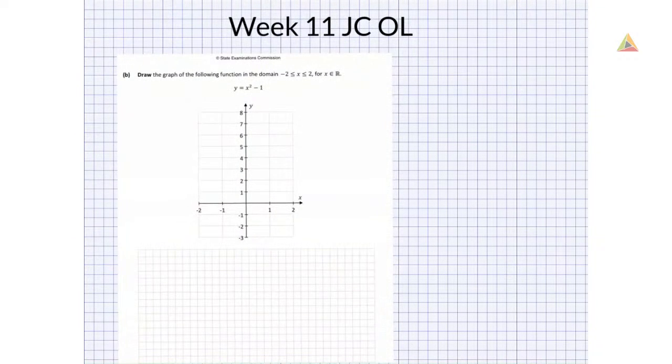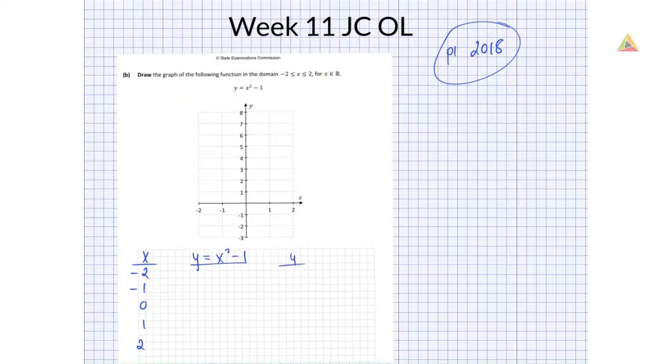So this is part B of the same question. It's still paper 1, 2018. So this time you can see that the function has an x squared term, which means it's going to be a quadratic function. Now, the x squared term is positive, so we know it's going to be in a U shape. So it's saying the domain minus 2 is less than or equal to x is less than or equal to 2. So we'll create our table. So our x values go from minus 2, minus 1, 0, 1, 2. Our rule is y is equal to x squared minus 1. So that's the rule we're going to be using.